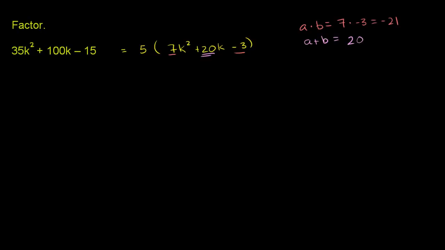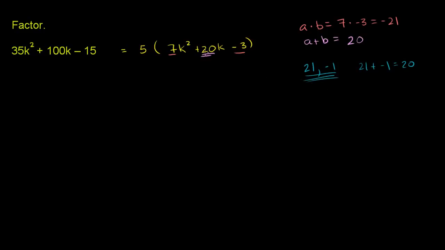So let's think about it. Sorry, if we take 21 and negative 1, their product is negative 21. 21 times negative 1 is negative 21. And if you take their sum, 21 plus negative 1, that is equal to 20. So these two numbers right there fit the bill.